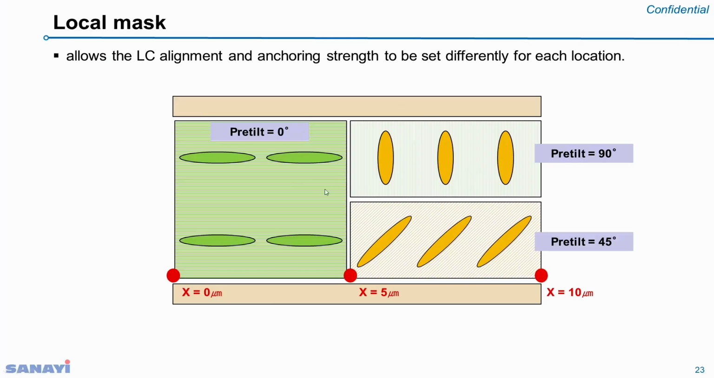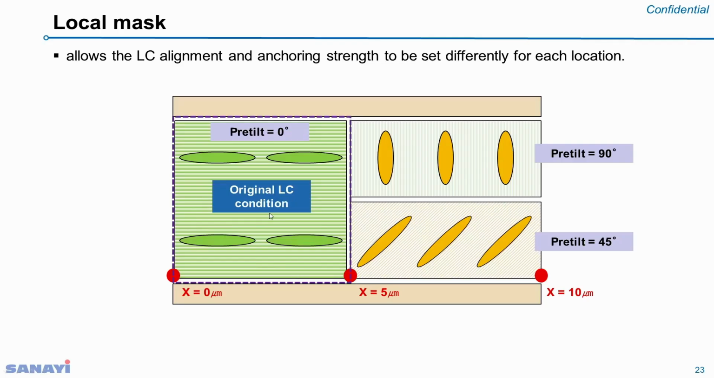For example, I will create LC with different orientation angles for each area as follows. The entire simulation area is from 0 to 10 micrometers. From 0 to 5 micrometers, the pre-tilt angle is 0 degrees. However, from 5 to 10 micrometers, it is divided into 2 regions. The upper part has a pre-tilt of 90 degrees, and for the lower part, the pre-tilt angle is 45 degrees. Therefore, when performing the following simulation, you can utilize the local mask function.